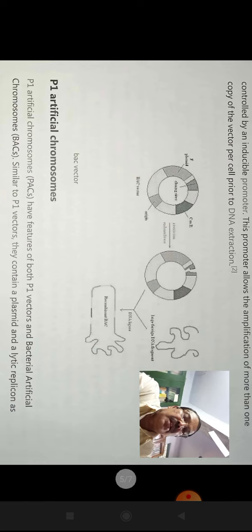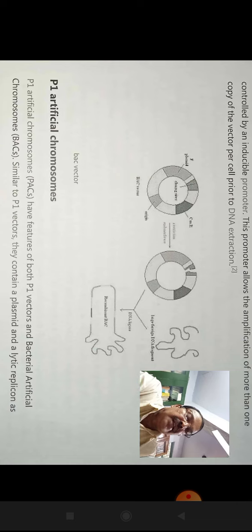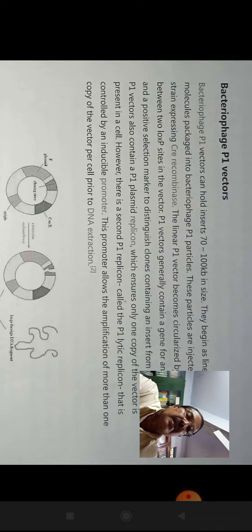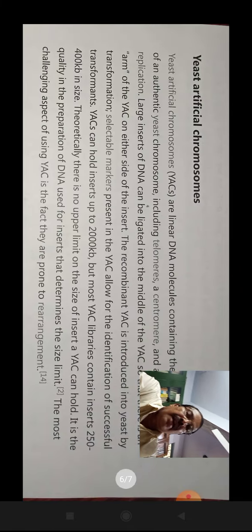Next one is P1 artificial chromosomes. P1 artificial chromosomes have features of both P1 vectors and bacterial artificial chromosomes. Similar to P1 vectors, they contain a plasmid and a lytic replicon.